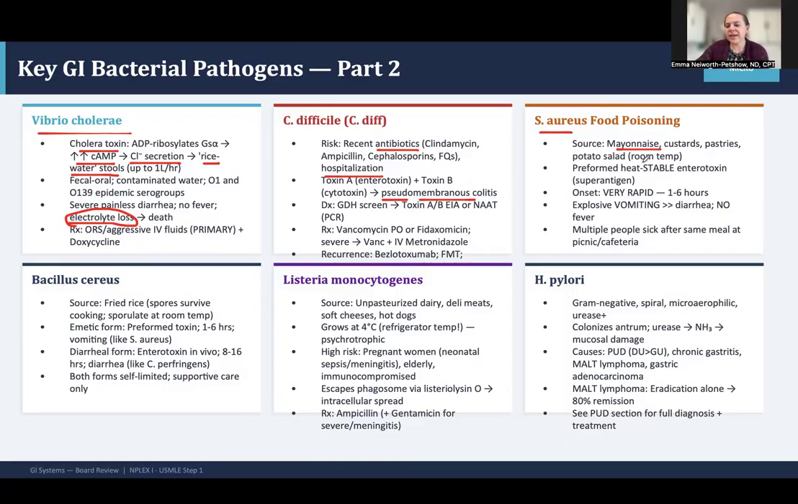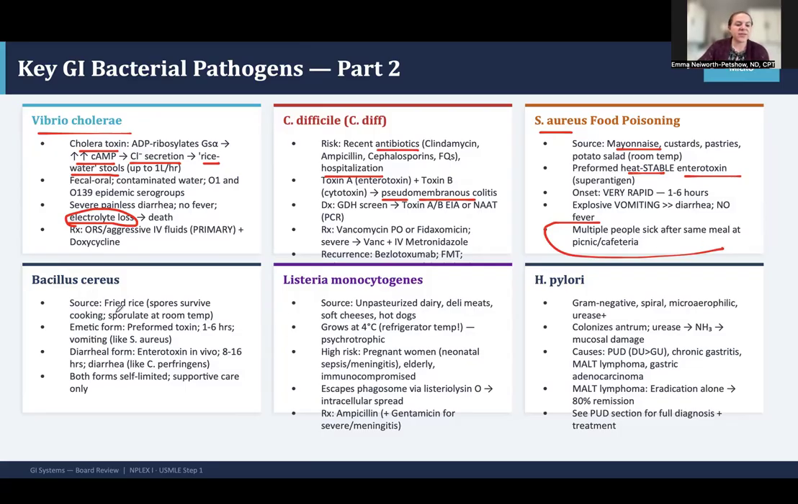Staph aureus food poisoning, we think of mayonnaise as your classic piece. Pastries, potato salad, room temperature. Essentially you're consuming this preformed heat-stable enterotoxin, which is a superantigen. The onset is pretty quick and it can lead to explosive vomiting and diarrhea with no fever. This would be your classic multiple people sick after the same meal at a picnic or cafeteria.